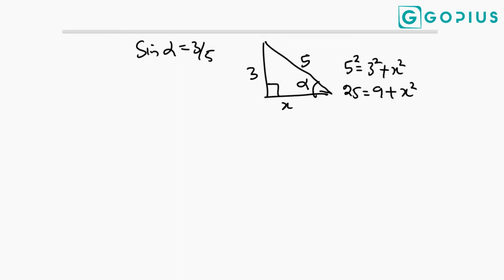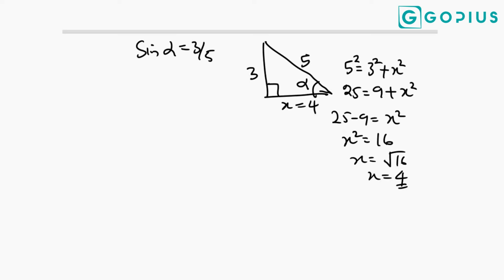Take 9 to this side. I have 25 minus 9 is equal to x square, meaning that x square is equal to 16. So x is equal to the square root of 16, giving us x equal to 4. That means our adjacent side here is 4. That is how we can find the adjacent side using the Pythagoras theorem: in a right angle triangle, the square of the hypotenuse is always equal to the sum of the squares of the other two sides.